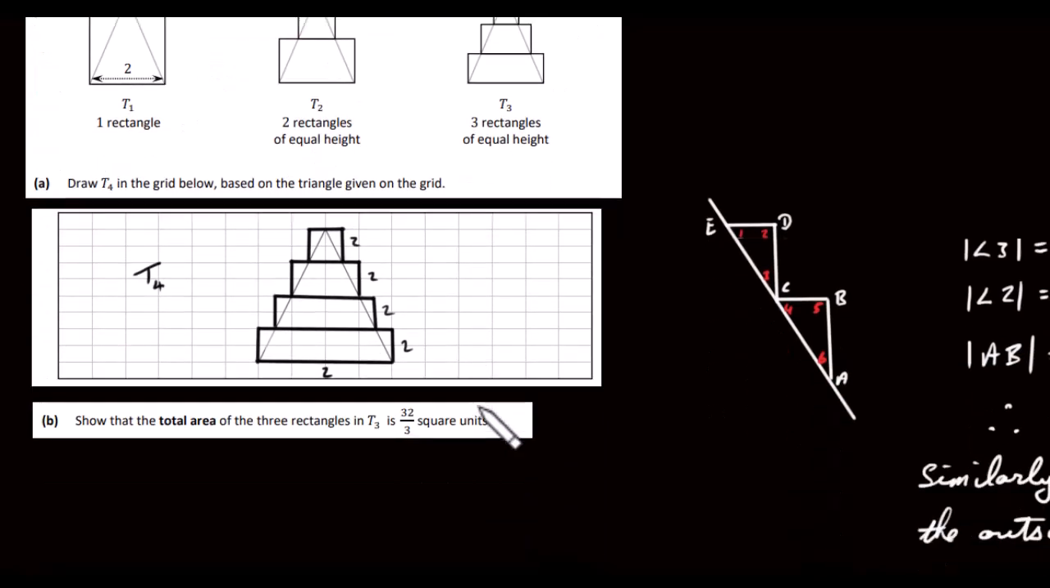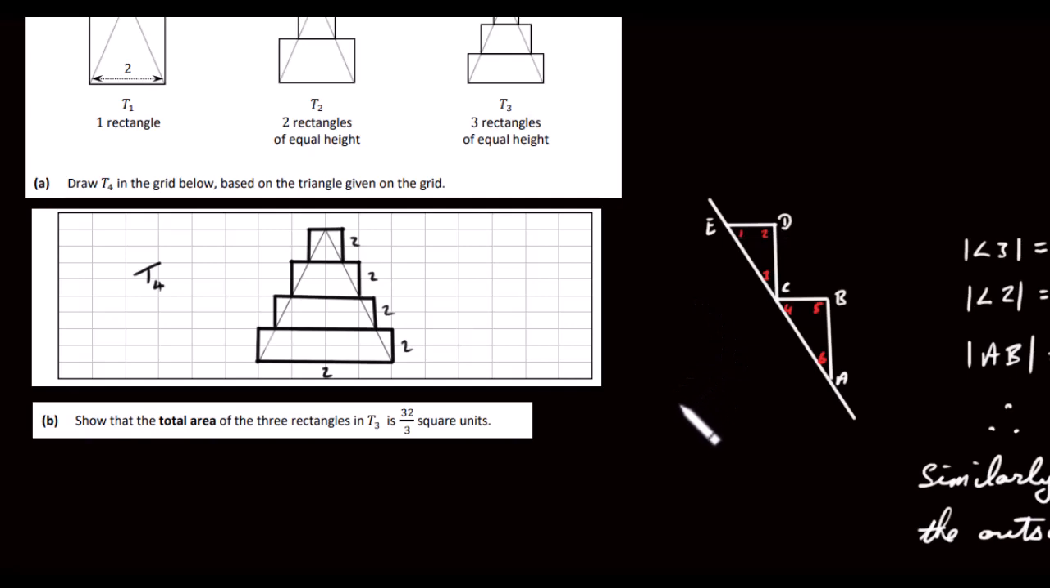So I've done that already here. Basically you have 4 rectangles. They're all of equal heights. We were told that in the question. Therefore, if the height of the triangle was 8, then each of these heights must be 2. So you just go up 2 squares on the grid, go up another 2 here, another 2 here, another 2 here, and so on. So that's what it should look like.